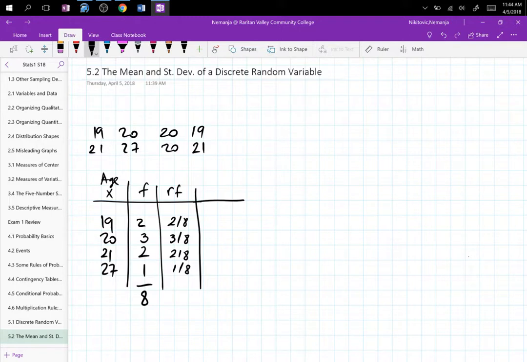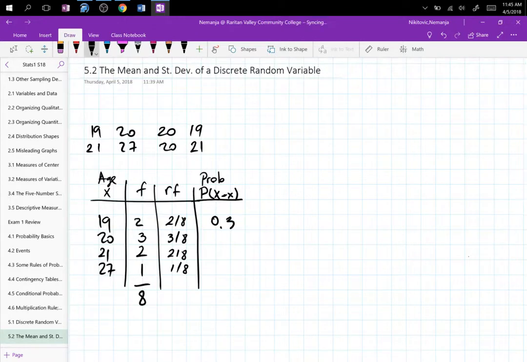But then the column that we actually are interested in is the probability column, which is the probability of X equals x, which is the probability for the discrete random variable. And that is going to be 0.25, 0.375, 0.25, and 0.125. When you add this, the probability adds to 1 because you will have to pick something.